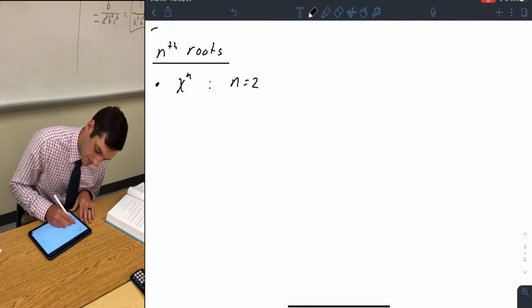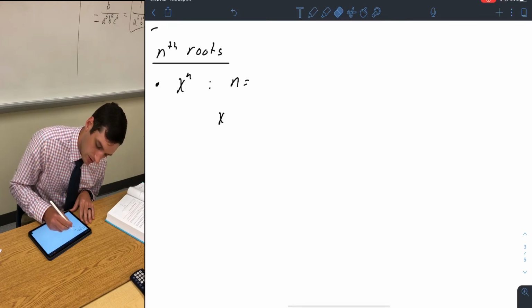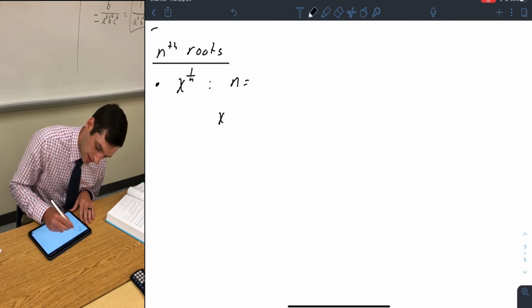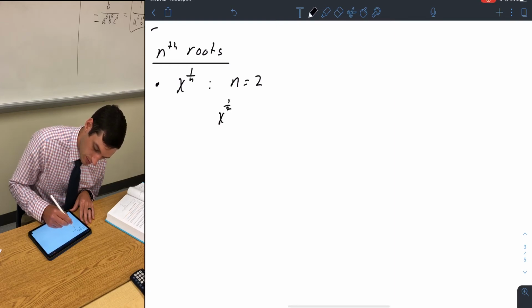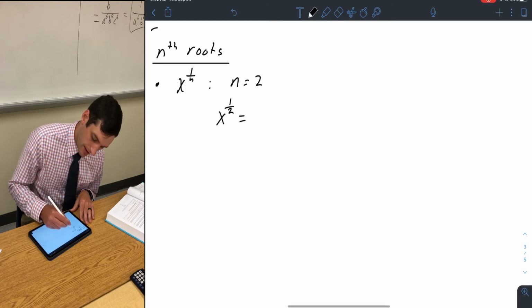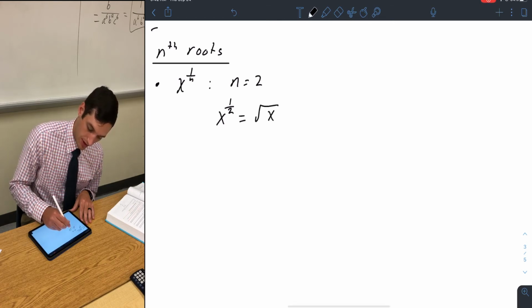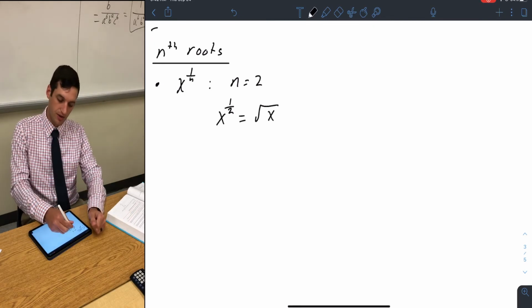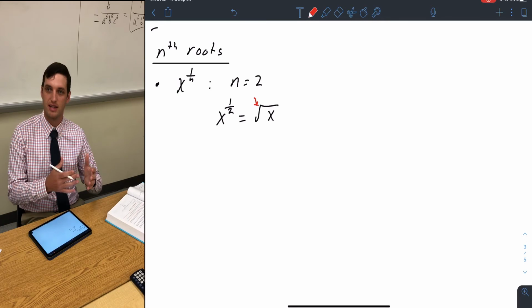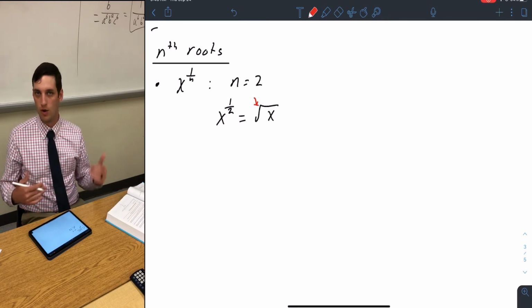Now what this is saying is that x, let's write 1 over n. n is equal to 2. So that means that x to the 1/2 is equal to the square root of x. Now on square roots, we don't have to put a number there. We don't have to put that 2 there, because it's understood.